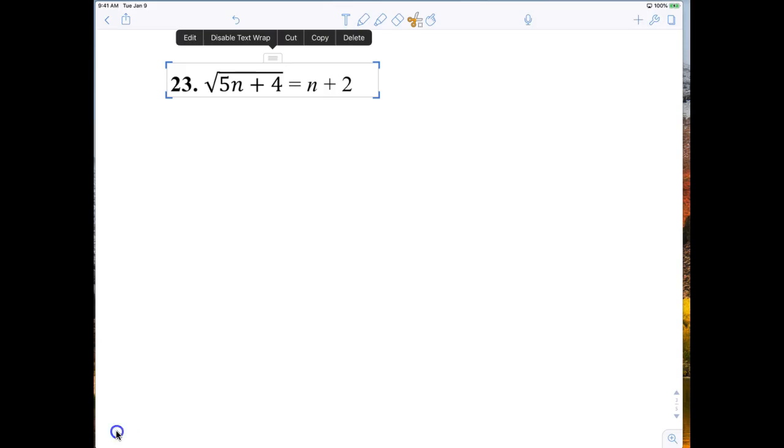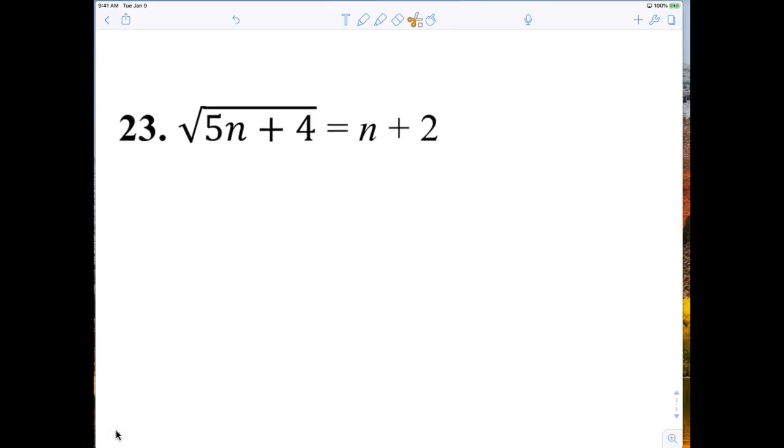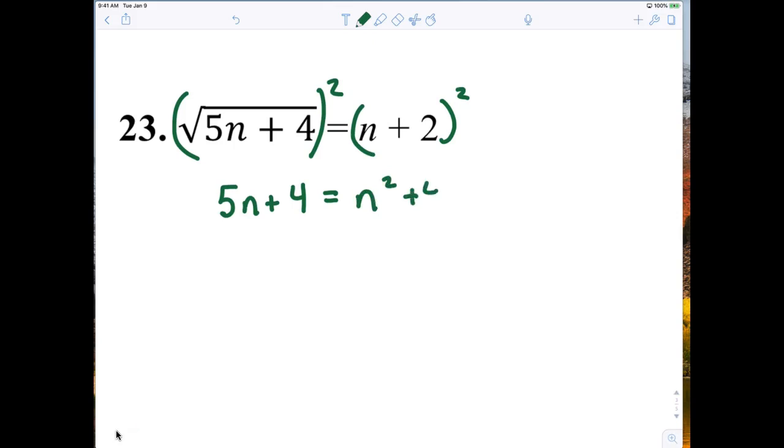I'm going to put it on both sides here, guys. Square both sides. So what happens to the left side? It's just 5n plus 4. Okay, now when you squared n plus 2 squared, what is it? n squared plus 4n plus 4.